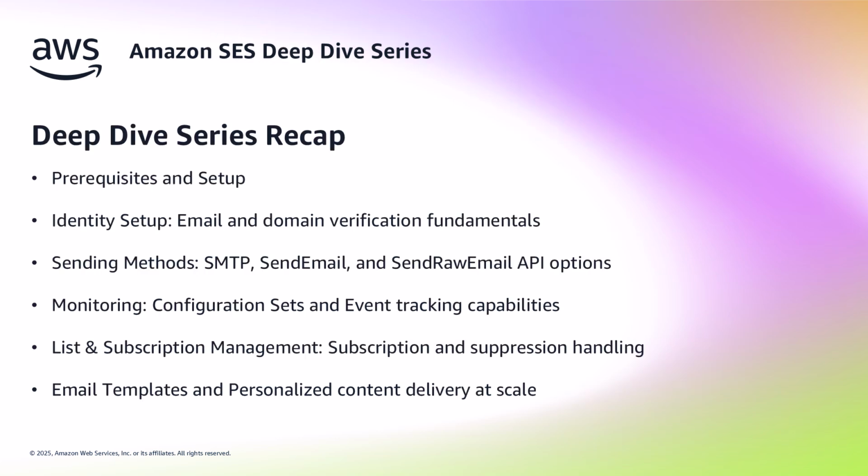Throughout this workshop series, we have built a comprehensive email management solution using Amazon SES. We started with basic setup and identity verification, explored different sending methods, implemented robust monitoring and event tracking, established proper list management and suppression handling, and finally created scalable templating solutions with personalization. These capabilities work together to ensure that we can maintain professional, engaging email communications while respecting recipient preferences, complying with best practices, and maintaining excellent sender reputation and delivery rates.